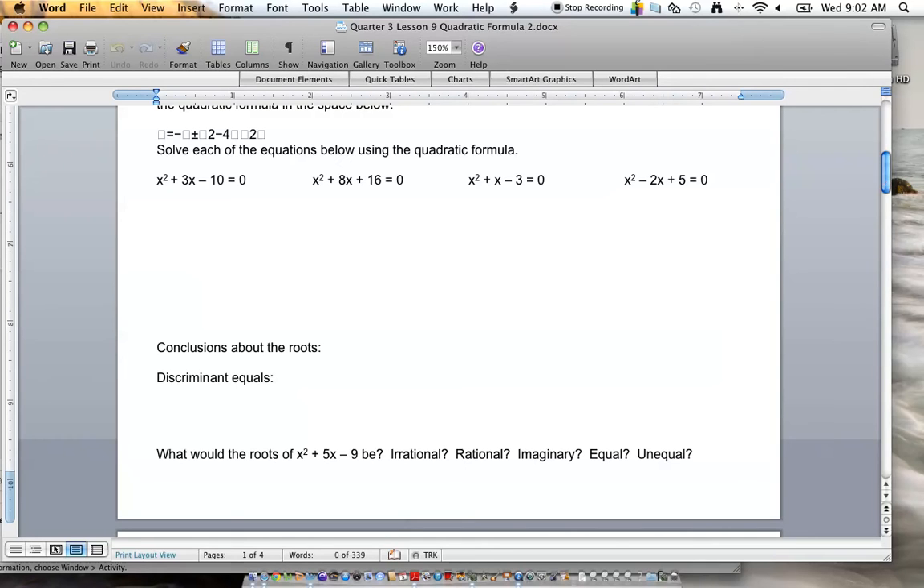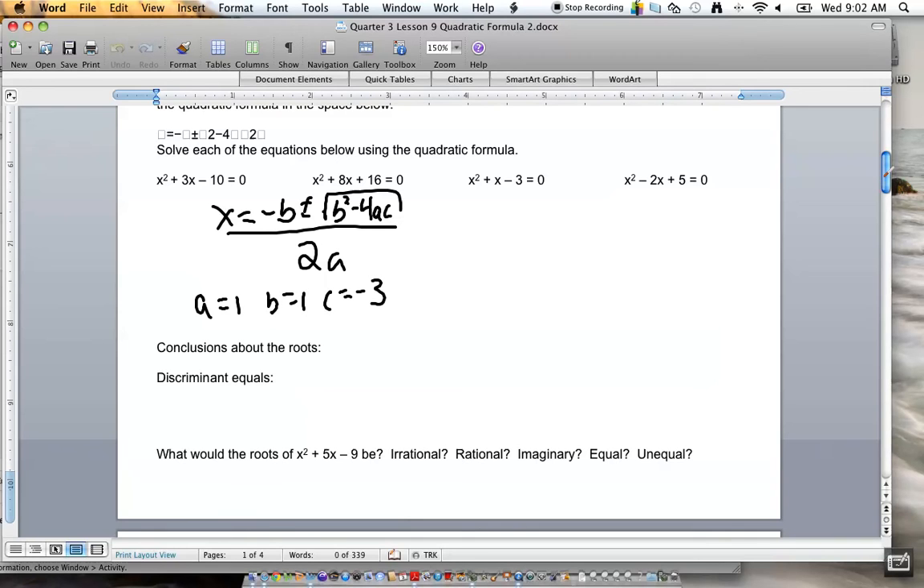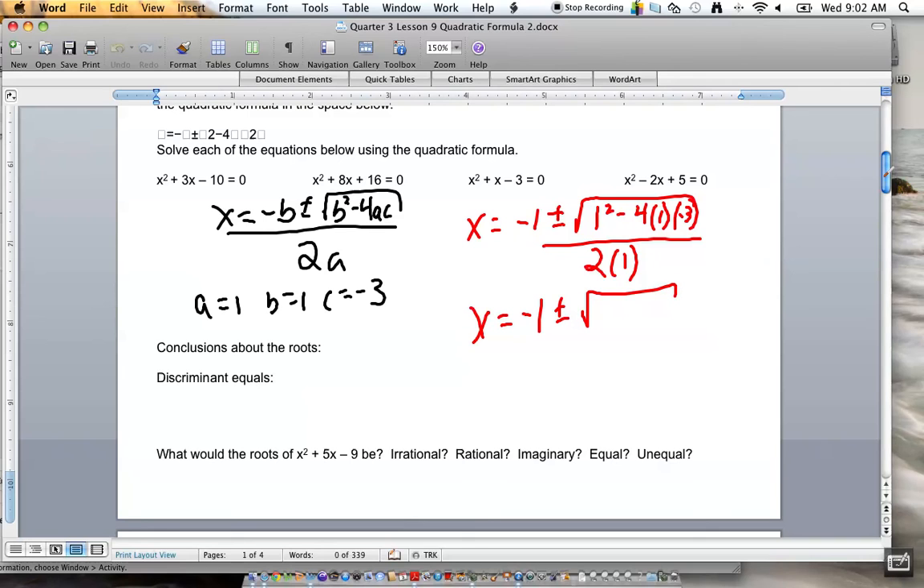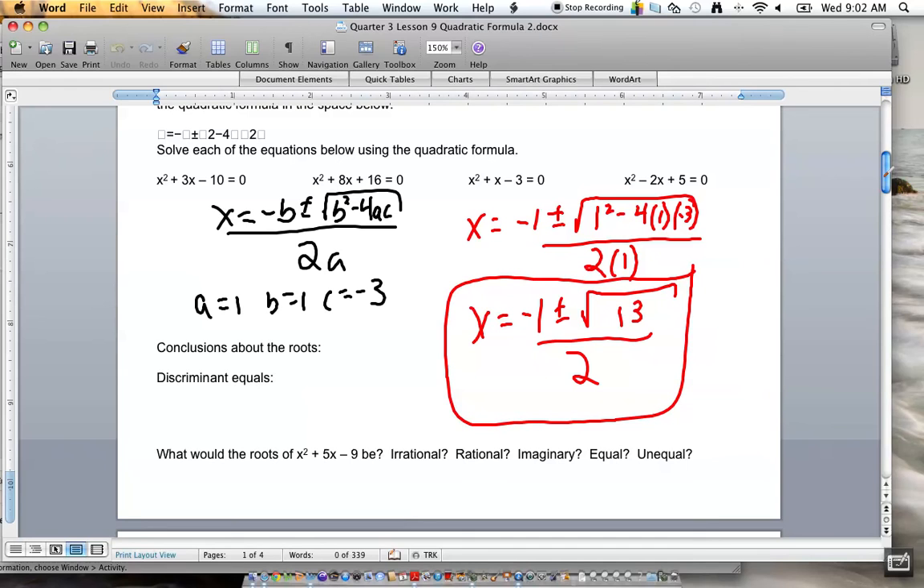Okay, go ahead. Which one? Wait, which one? The third one in. Yes. And I'm all done. So when you're done, see if you get the same answer.